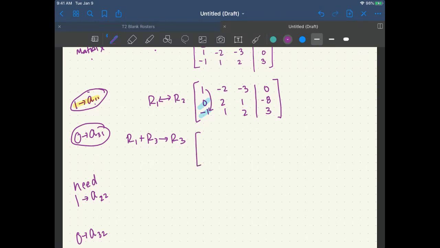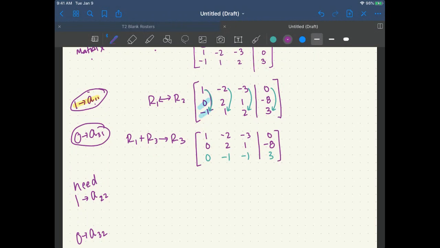So I get 1, -2, -3, and 0 for row 1, and 0, 2, 1, -8 for row 2. Row 3 becomes 1 plus -1 is 0. -2 plus 1 is -1. -3 plus 2 is -1. And 0 plus 3 is 3.